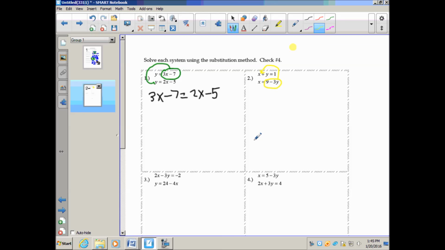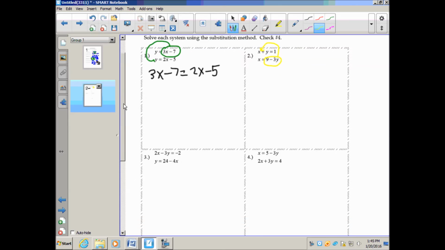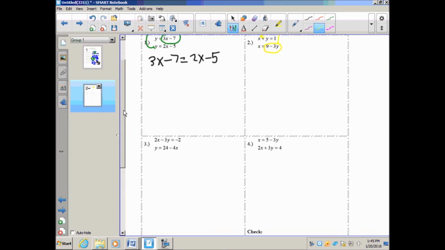So what I'd like you to do is finish these 4 examples. You're going to check number 4 when you get to it. If you have any questions, write your questions down in the margin so you remember to ask me, and then we can talk about it in class tomorrow.